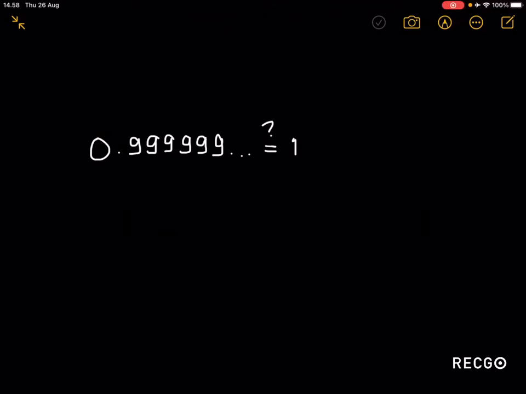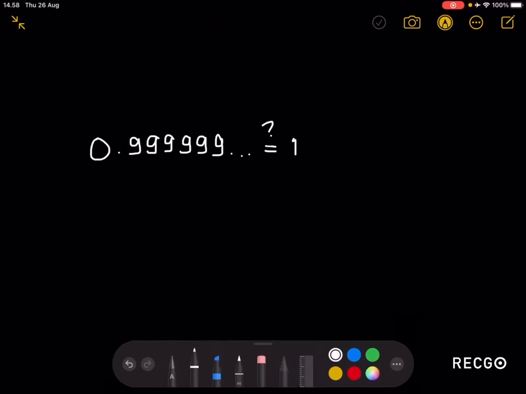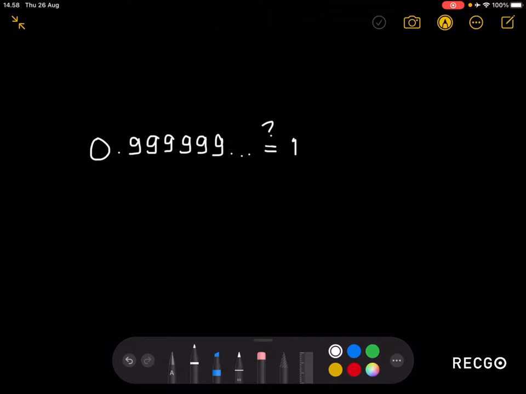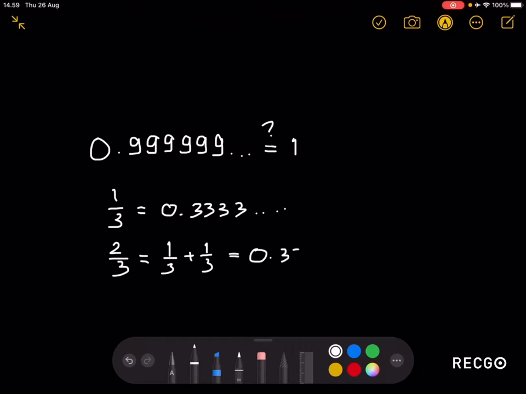Alright, if that doesn't sound convincing enough to you, I'm going to show you the second proof. So consider the fraction 1 over 3. Its decimal representation will be 0.3333, infinitely many 3's. And then, what is the decimal representation of 2 over 3? Well, we can express this as 1 over 3 plus 1 over 3. So this will be 0.33 and so on, plus 0.33 and so on.